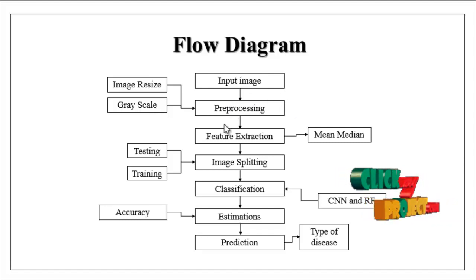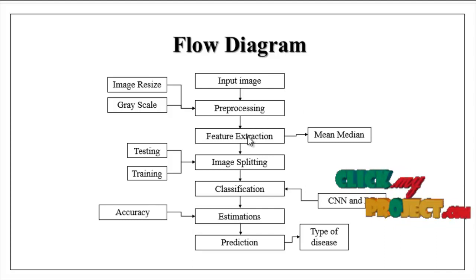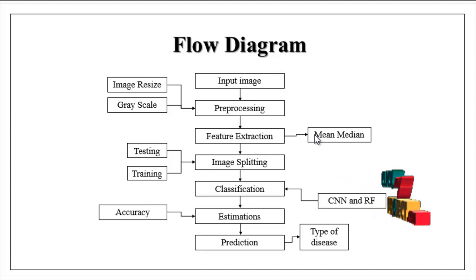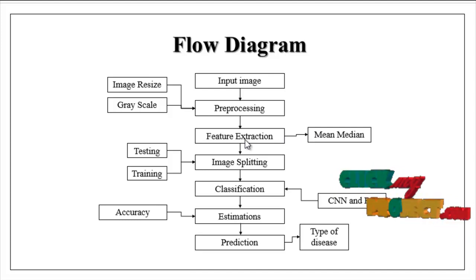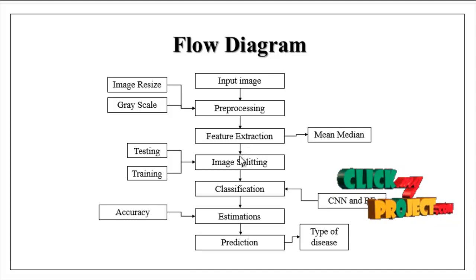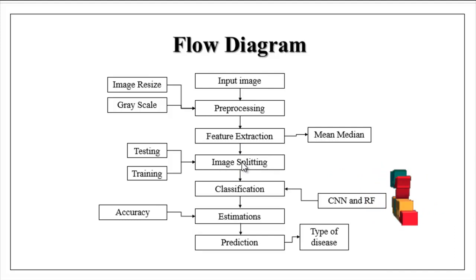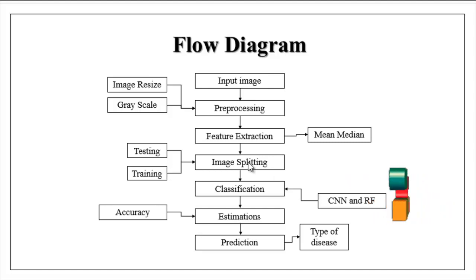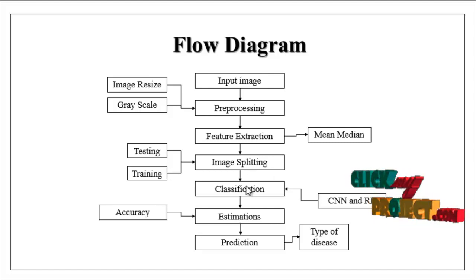Then the pre-processed image is carried to the feature extraction module. In this module, we implement the mean, median and variance. The extracted features are carried to the image splitting module. In this step, we split the image into testing and training. The split image is carried to classification.